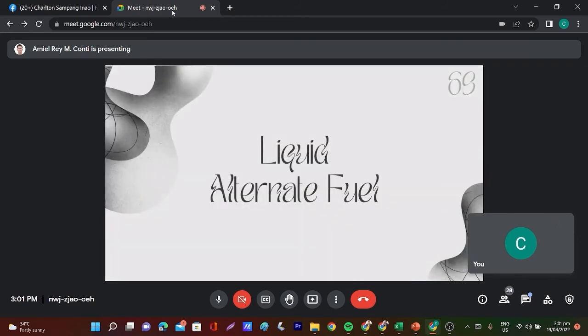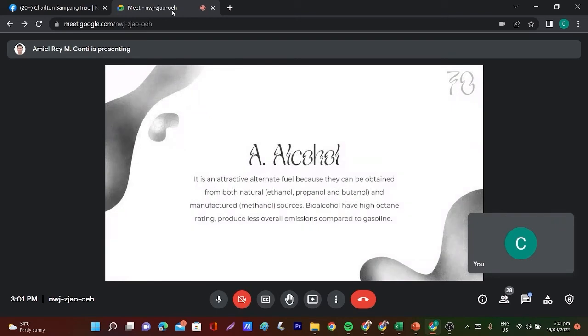Liquid alternate fuels. Ang mga examples niyan is yung una, alcohol. So, bakit nga ba siya maganda or nakaka-intriga kasi na-obtain siya from both natural and manufactured processes. So, yung natural niya, usually sila yung mga ethanol, propanol, and butanol. And kapag manufactured naman sila, yung bioalcohol, may high octane rating and nagpo-produce siya ng less overall emissions compared sa mga gasoline.